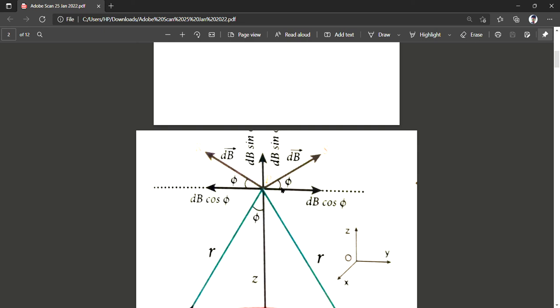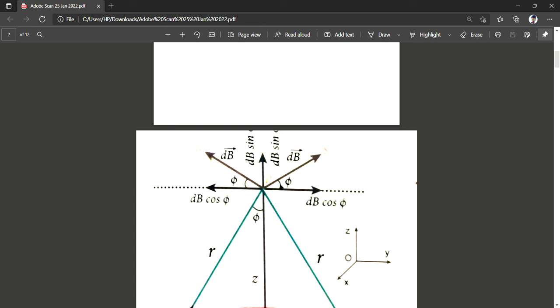Only the vertical components, dB sin phi k cap, contribute to the net magnetic field at the point P. The horizontal component dB cos phi and its counterpart are in different directions, so we cancel them. We take only the vertical components. In this diagram the vertical component is dB sin phi k cap. So dB sin phi k cap alone contributes to the net magnetic field at the point P.